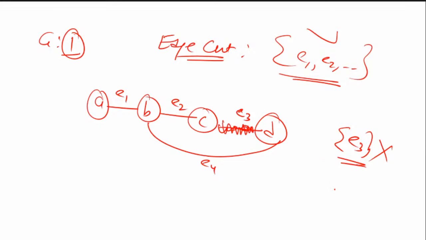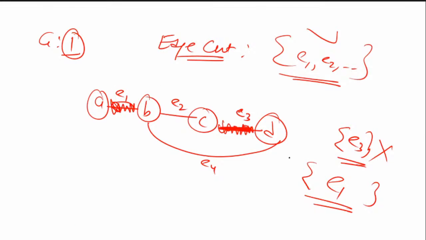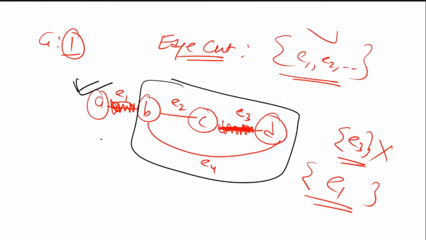So what is an edge cut? This E1 is an edge cut, because instead of this E3, if you remove this E1, then after removing this E1, this will be one component and this will be another component. So the number of components will increase. So this is an edge cut. Okay. So this is how you can define the edge cut, very similar to the vertex cut.